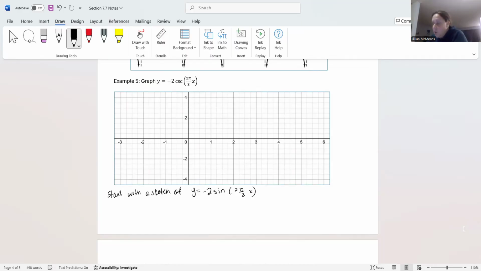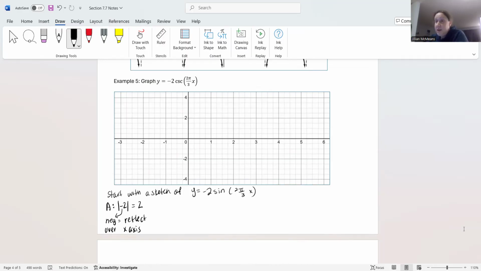Okay, so we need to address a couple of things. We know that we have an amplitude of the absolute value of -2, so we have an amplitude of 2. We also have a reflection. This negative right here means we reflect over the x-axis. So that's really important. We need to understand that.